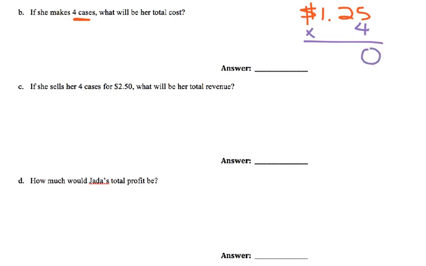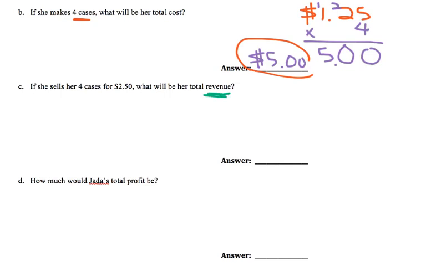4 times 5 is 20. 4 times 2 is 8, 9, 10. 4 times 1 is 4, plus the 1 is 5. Move the decimal place over 2 spots. That makes sense. If it's $1.25 to make each phone and she makes 4 cases, her total cost is going to be $5. Alright, so now we got the first part. We got her cost. Next is where we figure out her revenue.